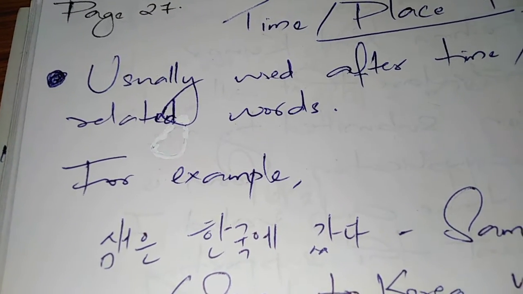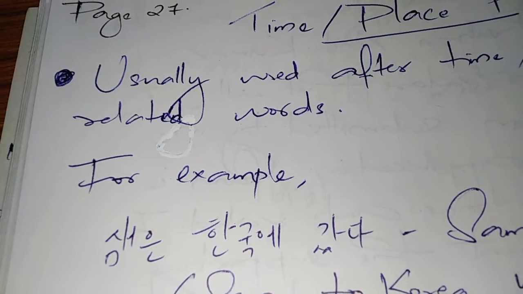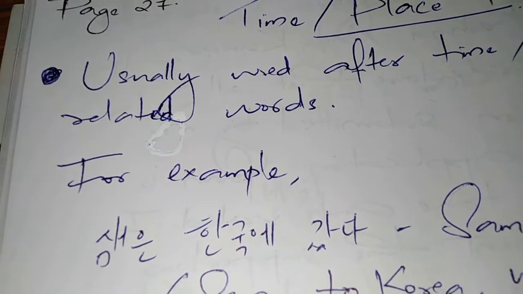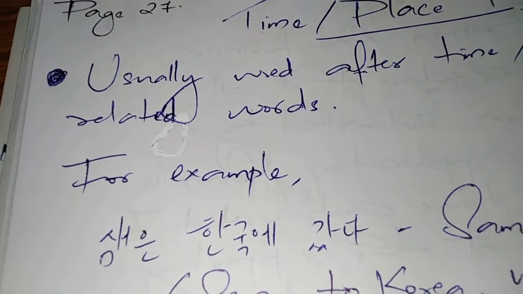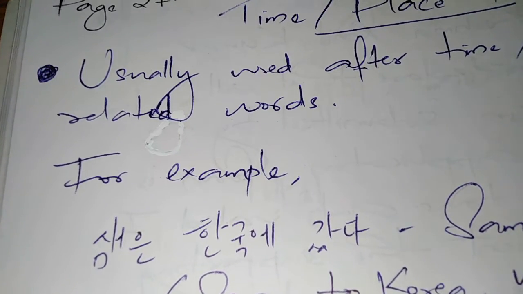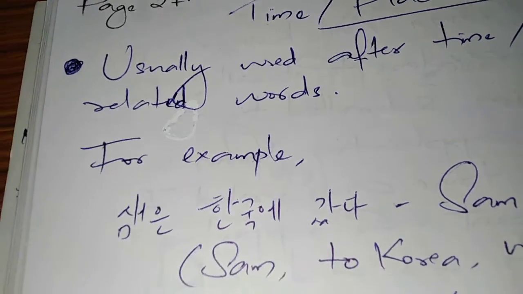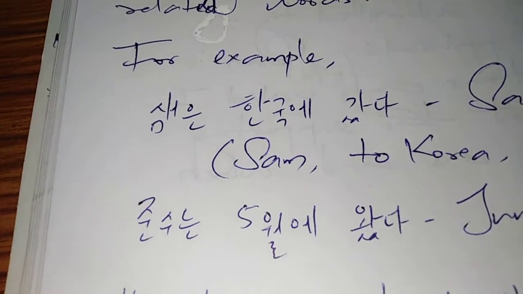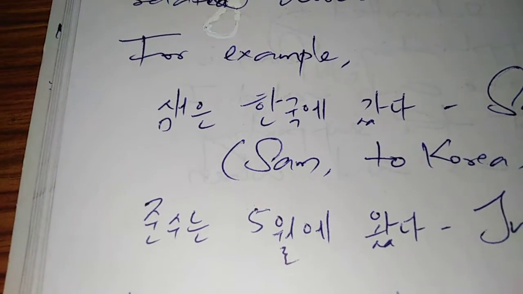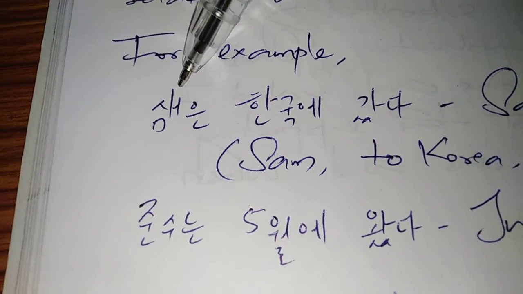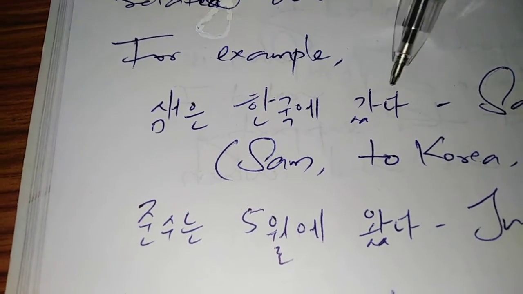So usually the time and place particle is used after the time and place words used in a sentence. And how that works, we'll see in detail now. So first we have some examples here that we can look into. The first one is 샘은 한국에 갔다.